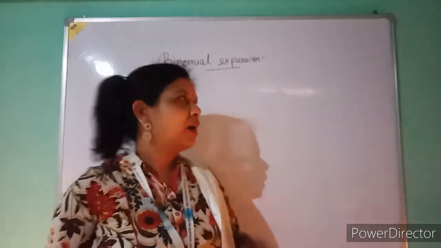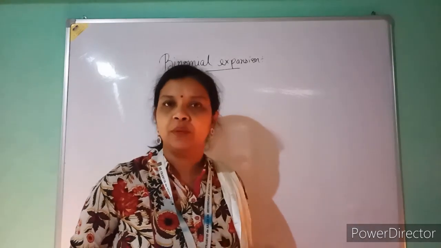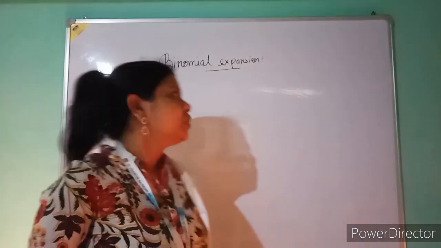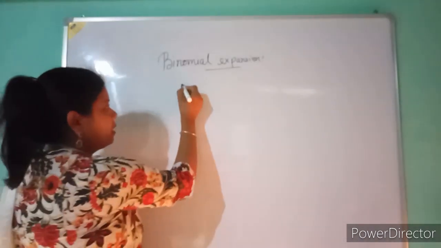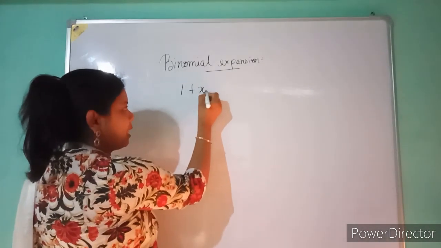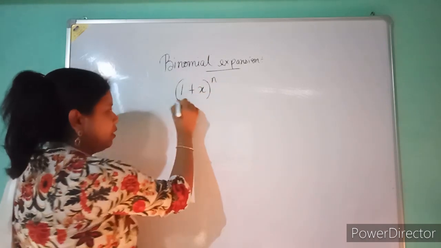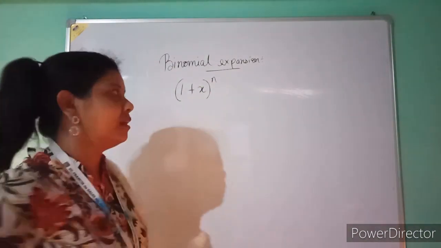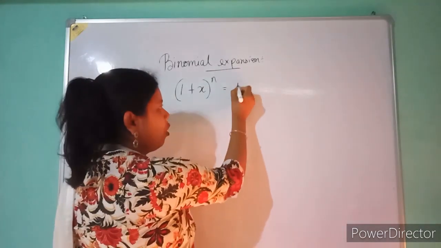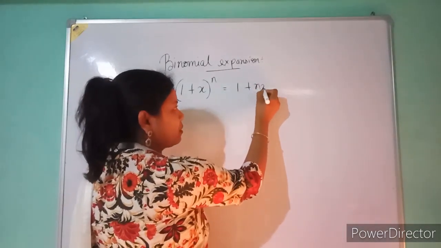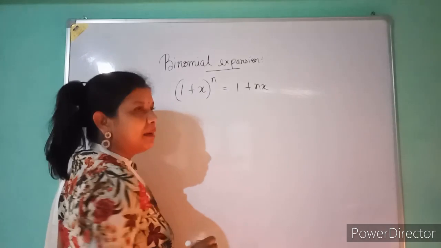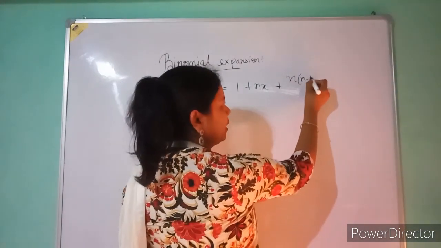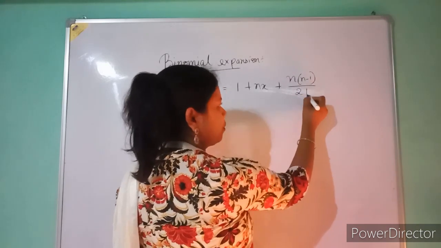some of you have doubt in binomial expansion, so binomial expansion once again, then we will discuss the integration part. Binomial expansion means, suppose I am writing (1 plus x) whole to the power n. If I want to expand this, then how can I write? The formula is 1 plus n into x, means the power multiplied by the second term, then second will be n into n minus 1 divided by factorial 2.